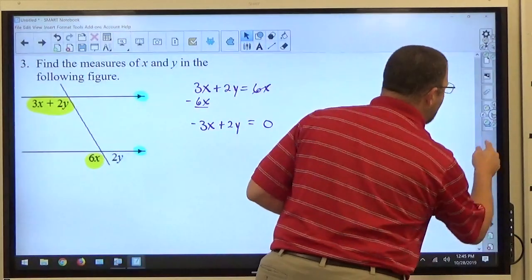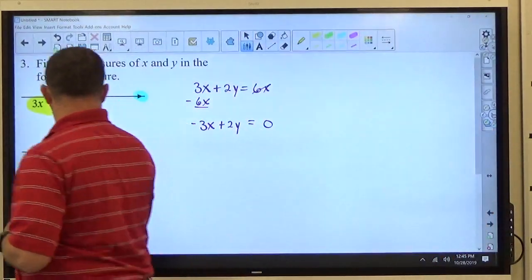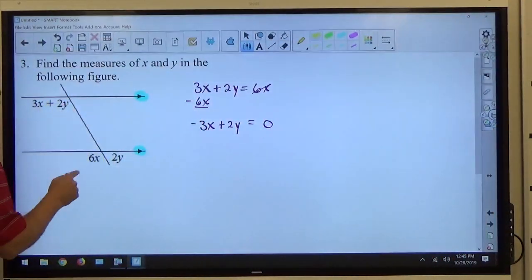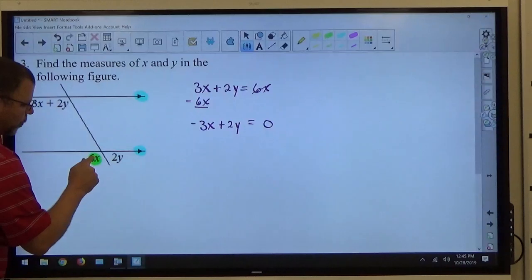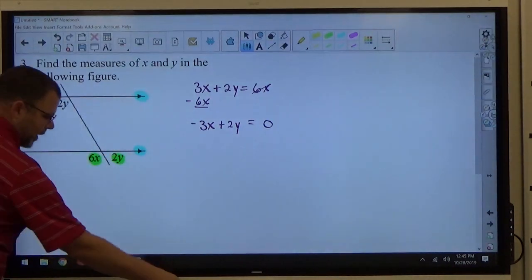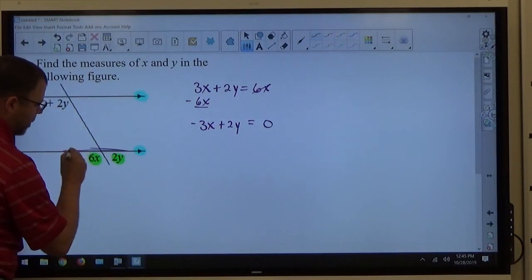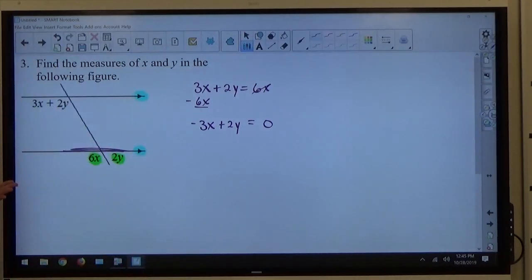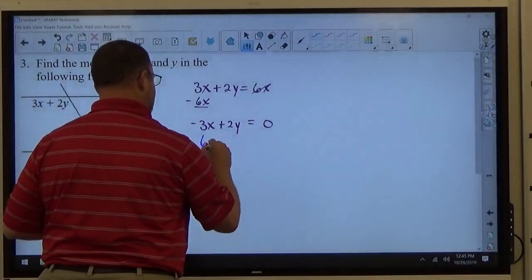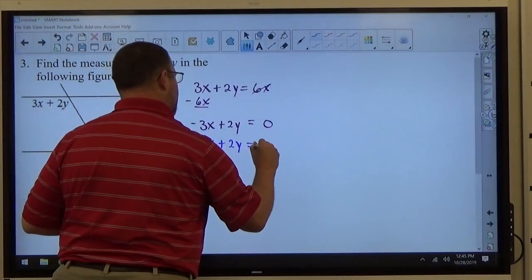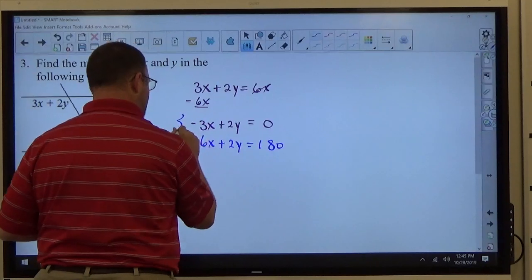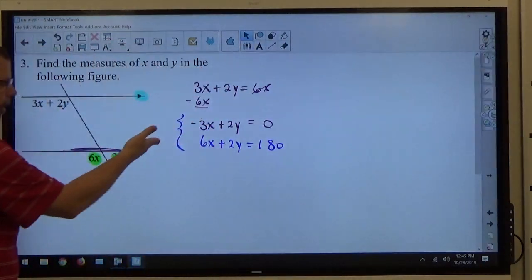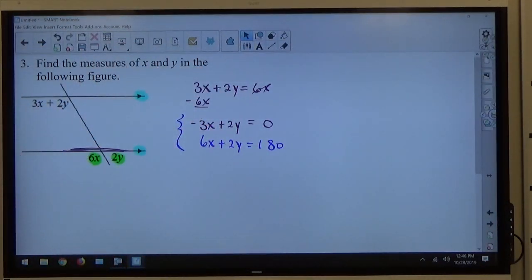The other thing I notice on this one specifically is that 6x and 2y form a straight line. And when two angles form a straight line, they're a linear pair. They're going to be supplementary. They add up to 180. So I know that 6x plus 2y is equal to 180. And as you can see here, I've created two equations, both containing x and y, so it's a system of equations.